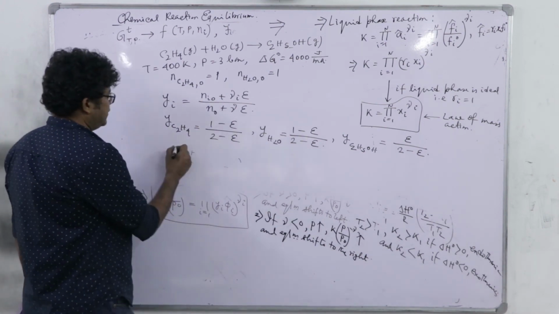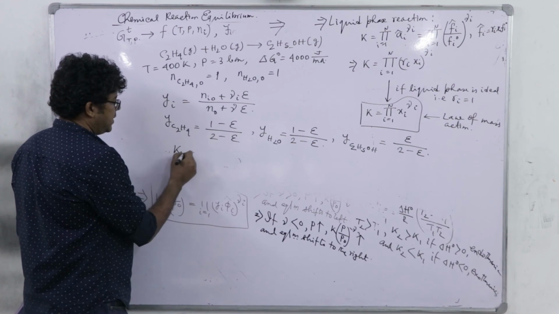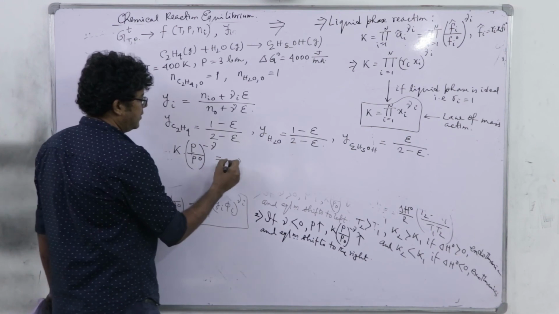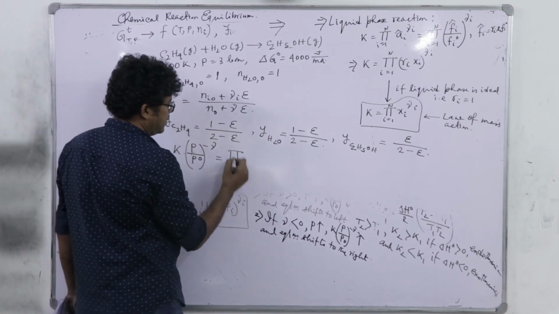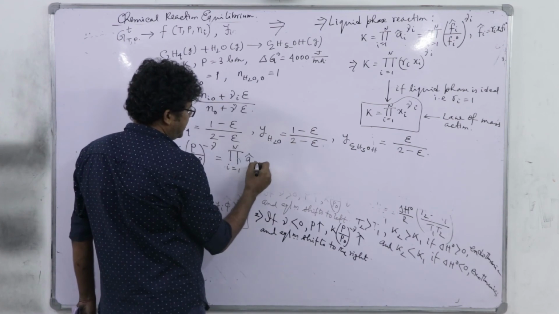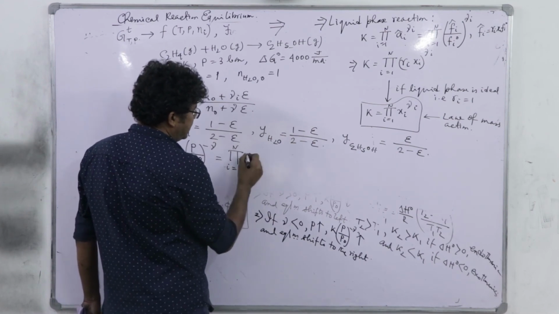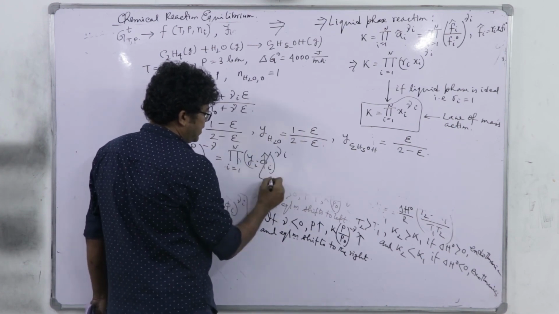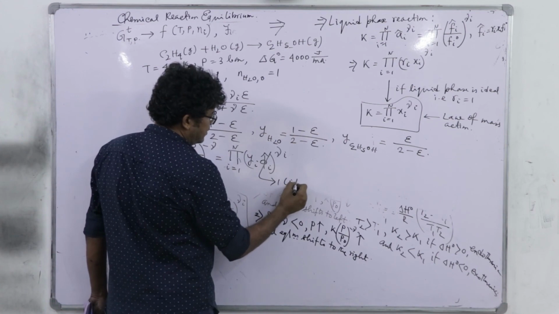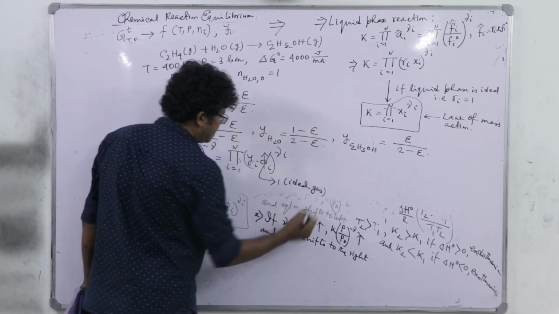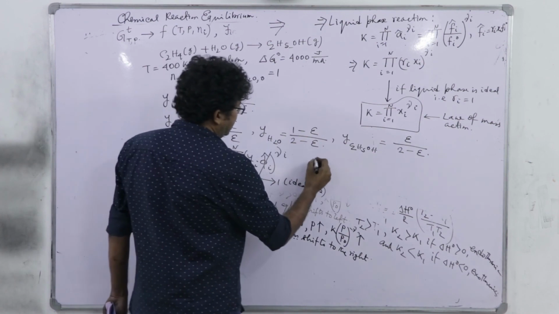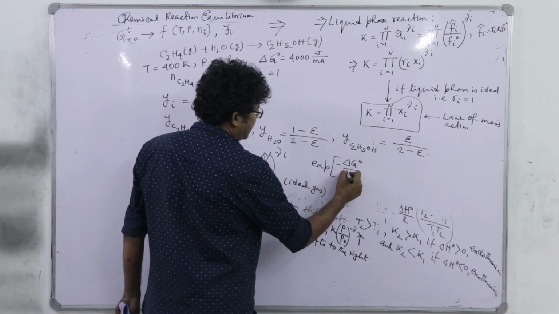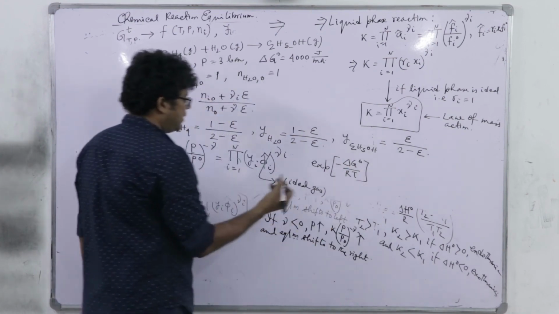So the equilibrium constant, what we have got finally, K into P by P naught to the power minus nu is the product of yi into phi I cap to the power nu I. So, definitely we consider ideal gas. So, K we have to solve as exponential of minus del G naught by RT, temperature is given. So, from there we can solve.